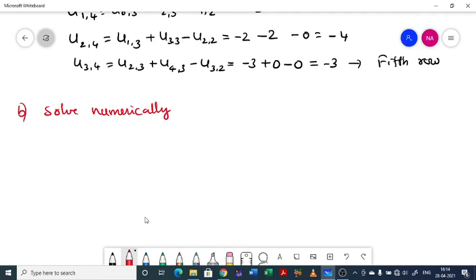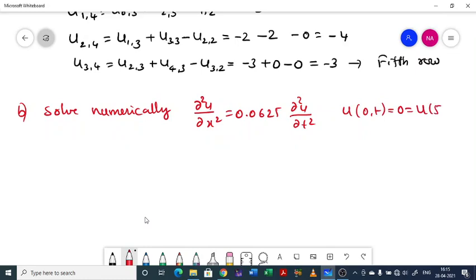Del square u by del x square equal to 0.0625 del square u by del t square, subject to u of 0 comma t equal to u of 5 comma t equal to 0. See, here only you can observe that x lies between 0 and 5, and first and last column are 0.